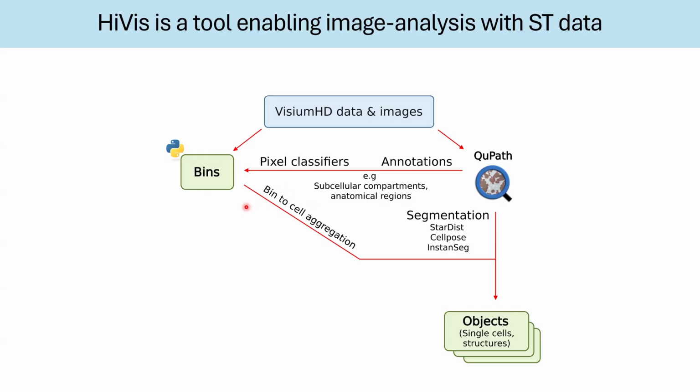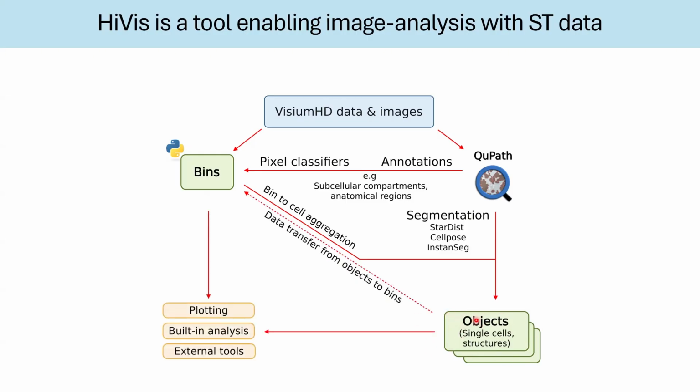You can segment subcellular compartments, large tissue regions, anatomical structures, and so on. When you have those, you can take all the bins inside such an annotation or a single cell, for example, and you can bin them together. You can aggregate all the bins inside, so you will have another layer, which are the objects or aggregation. You can have multiple of those. For example, in one analysis, you can have one layer that distinguishes tumor and non-tumor area, and also a single cells layer and so on.